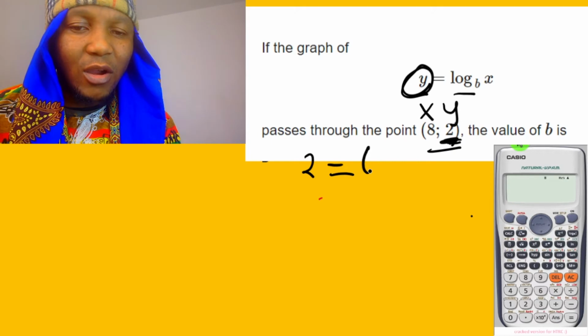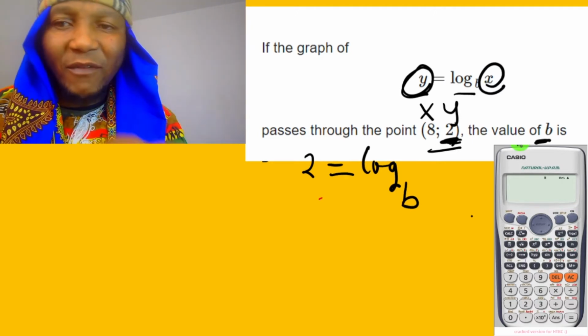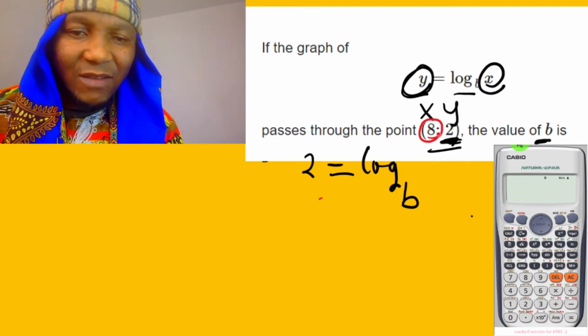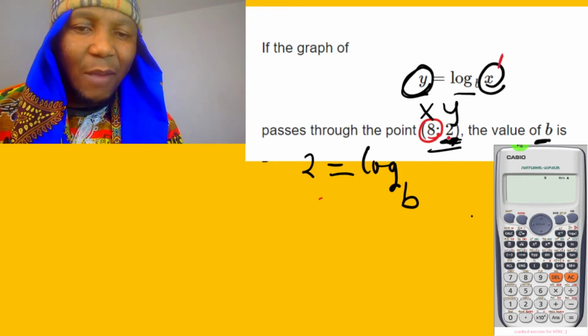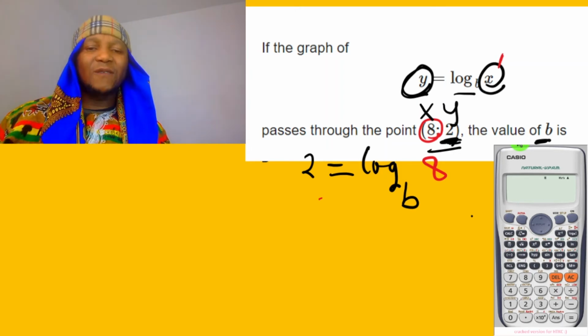Equal, log. Base b, do you know b? No, b is what we're looking for, so I'm going to write here b. And we know the value of x. What is the value of x? This is the value of x. So in the position of x, I'm going to write what? 8. So then I can get the value of b.